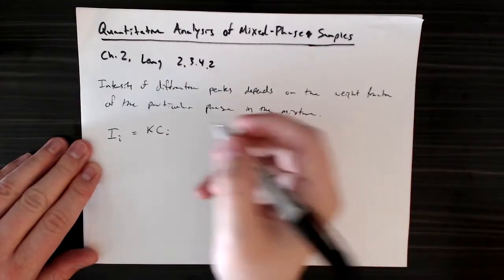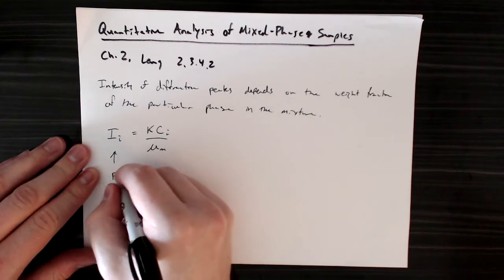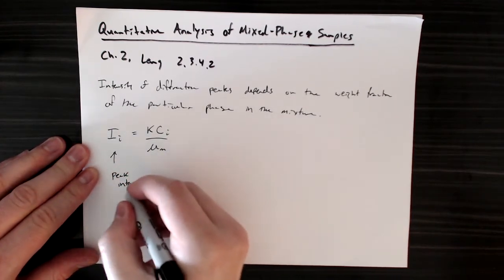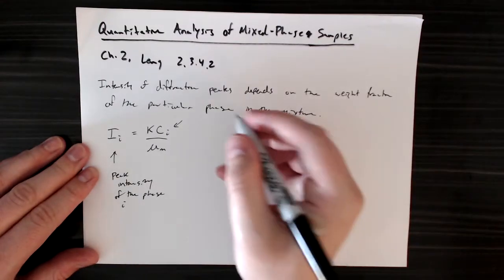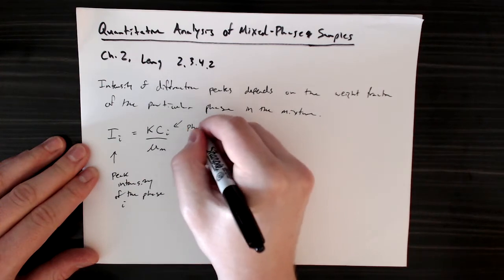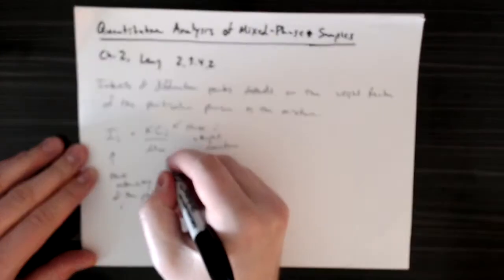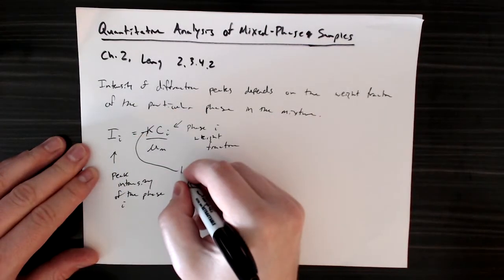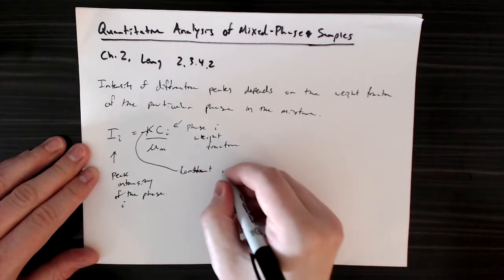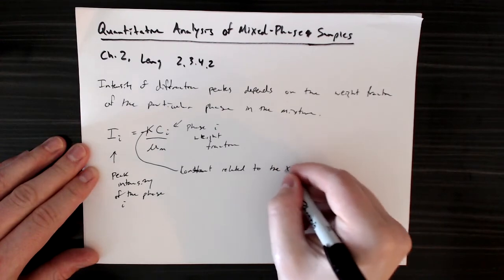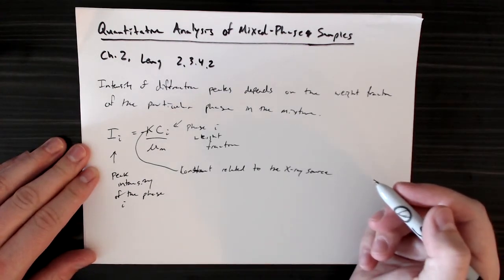times C_i over mu_m. So this is the peak intensity of the phase I. C sub I is the phase I weight fraction. And then K, which I'm running out of space here, sorry about that, K is a constant related to the X-ray source. So that would mean wavelength, incident angle, and the incident intensity.